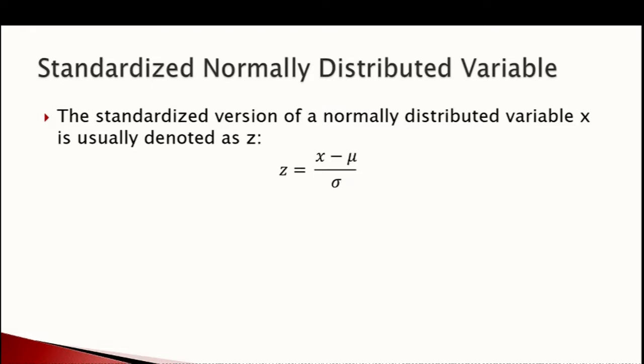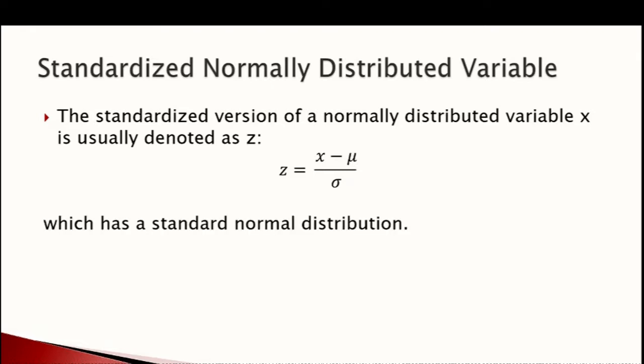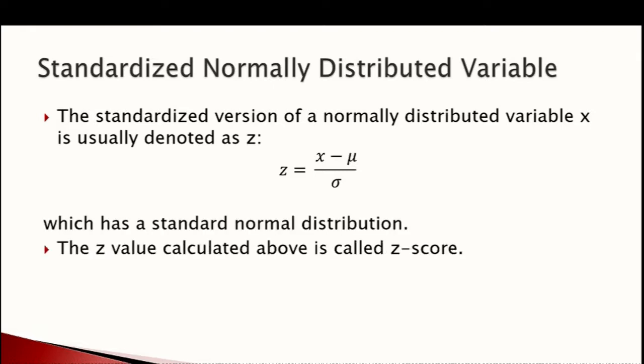Some of you have seen this formula introduced in previous chapters, so here is a little bit of a recap. The z variable here will have a standard normal distribution. The z values calculated this way are usually called z-scores.